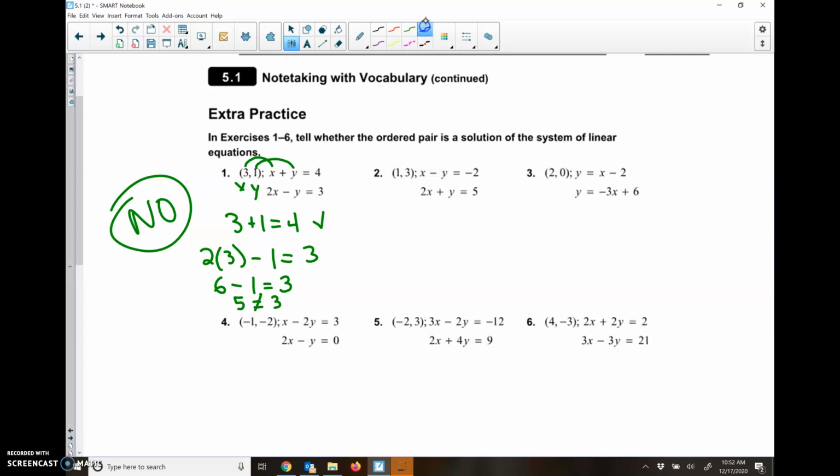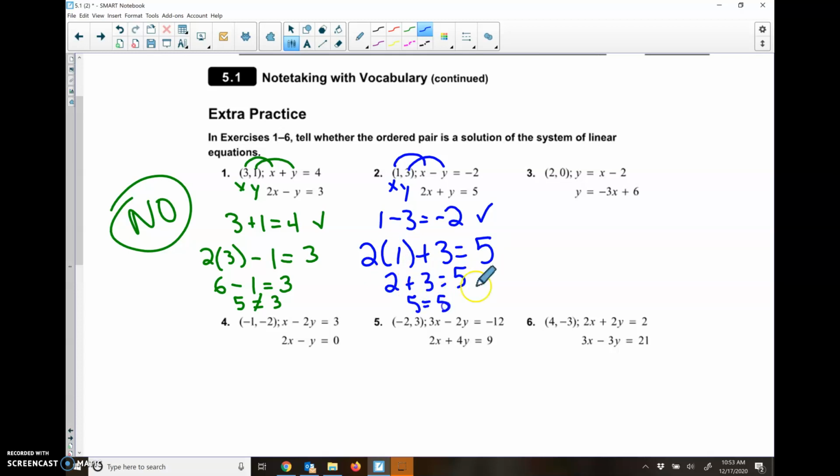Okay, let's look at number 2 here. I have a 1 for my x and a 3 for my y, and I'm going to do the same thing. 1 minus 3, and the book thinks that equals -2, and they're right. Now we plug it in for the bottom one. It says 2 times x, and x is 1, plus y, y is 3, and the book thinks that equals 5. Well, 2 times 1 is 2, so 2 plus 3 does equal 5. The book is right on both of them, so number 2 is going to be a yes problem. Since 1 and 3 make both equations true, it is a yes.